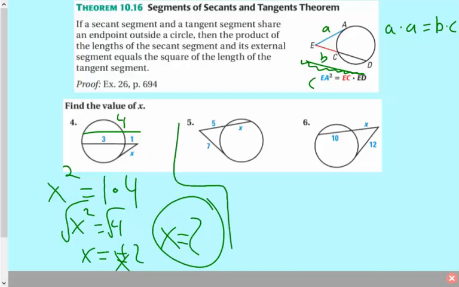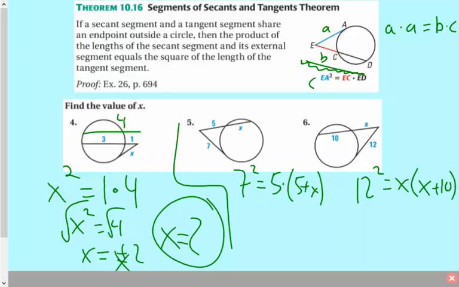Here we'd have 7 squared equals 5 times 5 plus x. We could solve that equation. And the last one we'd have 12 squared equals x times x plus 10. And this one's going to be a quadratic, so I think I'll solve this one for you guys.